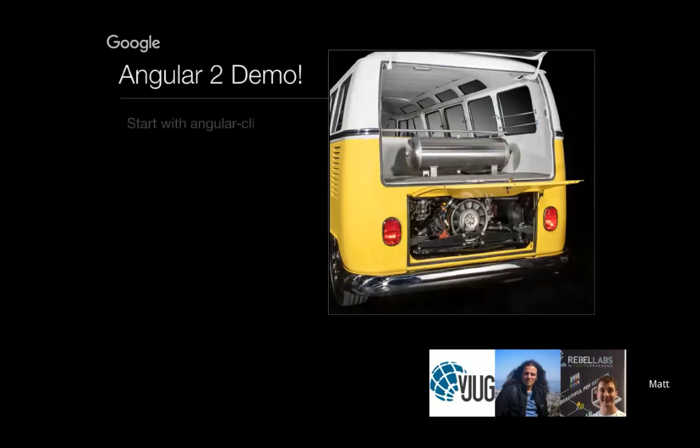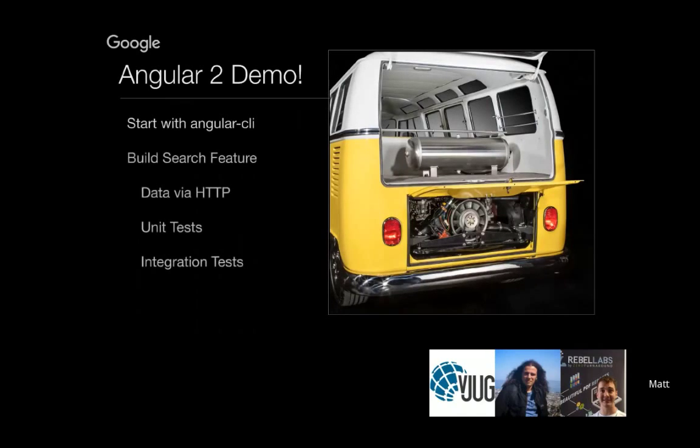So let's look under the hood of Angular 2. I'm going to do a demo starting with Angular CLI, and I'm going to build a basic search feature, and we'll grab data via HTTP rather than coding it into our actual classes. So it would be like if there was a real endpoint on the server that we could talk to. And then there are unit tests and integration tests that I can go over and show you, but I don't know if we'll have enough time for that. So we'll just kind of see how it goes.